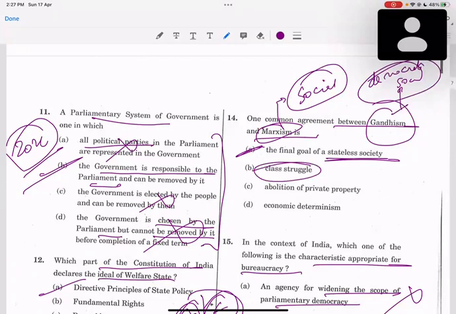Then class struggle. In case of Marxism, he was totally against class inequalities, but Gandhi was not. Gandhi was there should be equality, yes, but he was not against rich poor people. Instead of that, he gave the concept of trusteeship, that rich should also contribute. Then abolition of private property. Marxism said, but Gandhi was never against the private property. He gave the concept of that same trusteeship.